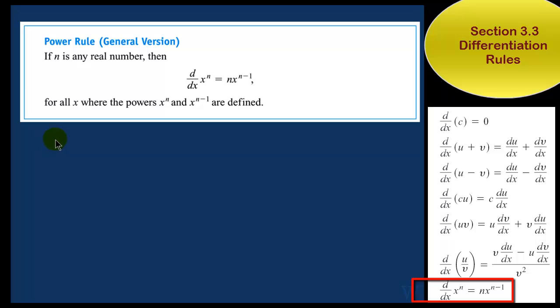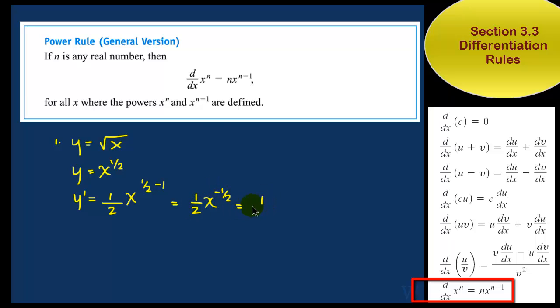So let's say we have y is equal to the square root of x, and we know that if I rewrite it, we can write it in exponential form as y is equal to x to the 1/2. If I take the derivative by the power rule, you bring down the power 1/2 times x to the 1/2 minus 1. So that's equal to 1/2 times x to the negative 1/2, which is equal to 1 over 2 times the square root of x.